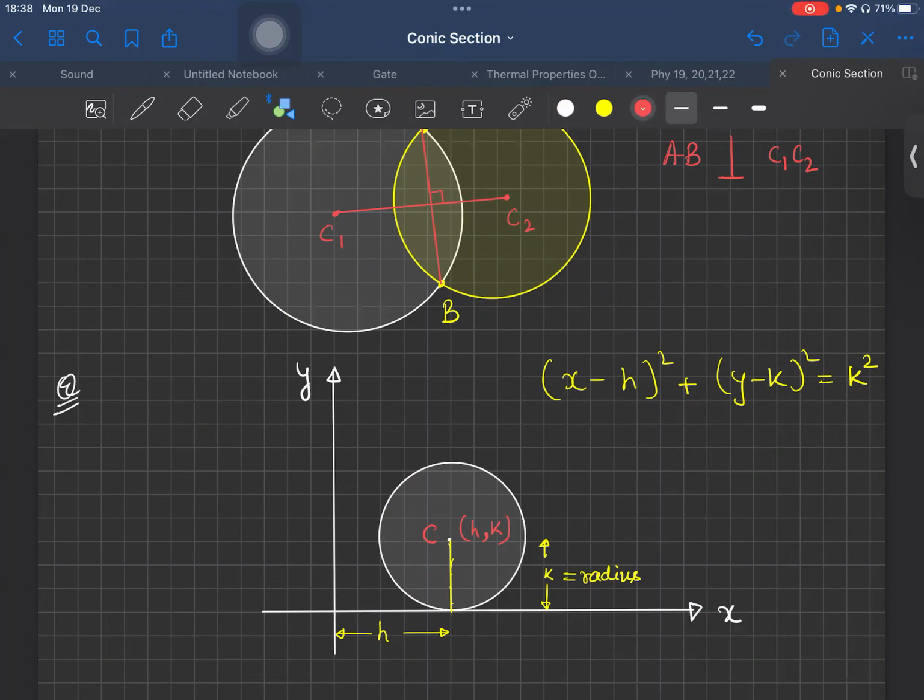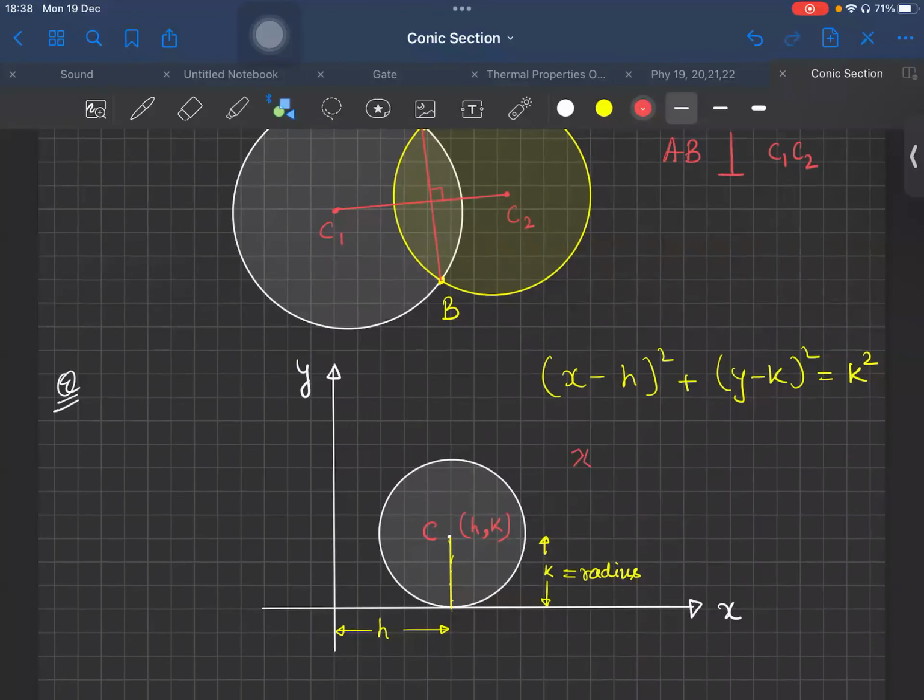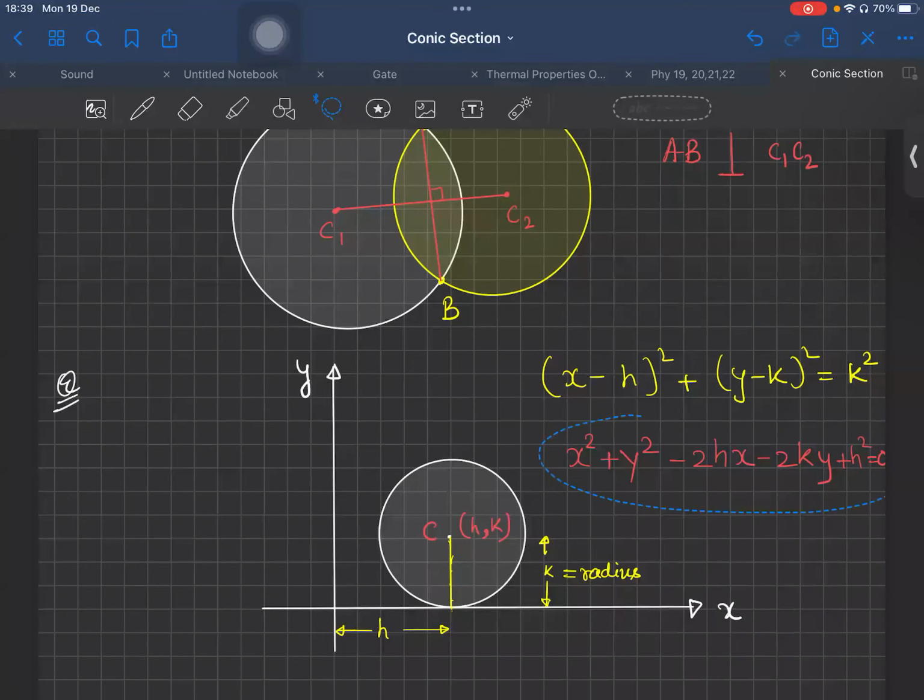So you'll get x square plus y square. Shreya, you tell me what you'll get. Sir, x square minus 2xh plus h square plus y square minus 2ky, plus h square, is equal to 0. Is it correct? Okay, let me shift it a little bit. Is that correct? Okay.